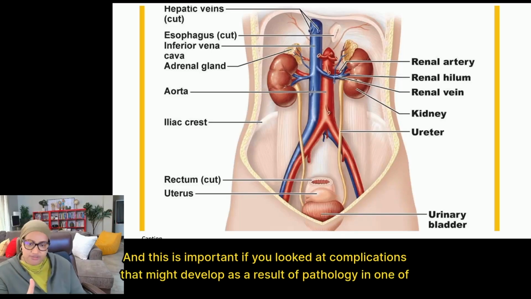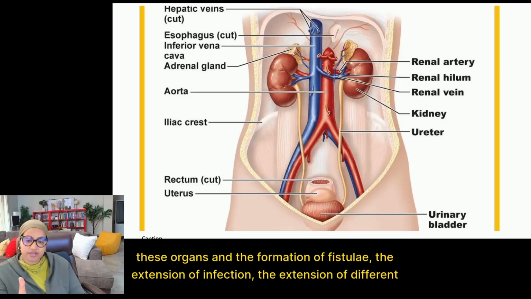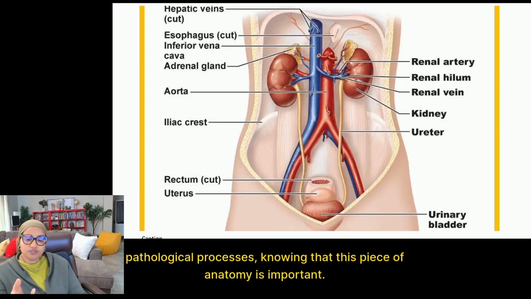And this is important if you look at complications that might develop as a result of pathology in one of these organs, such as the formation of fistulae, the extension of infection, the extension of different pathological processes. Knowing this piece of anatomy is important.